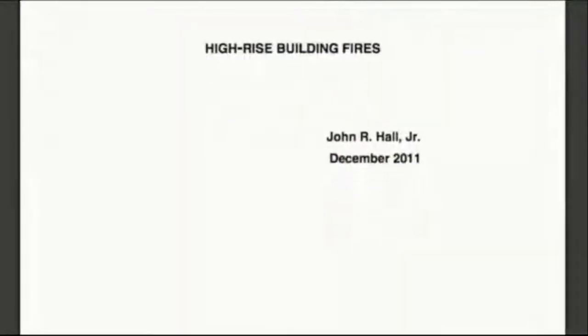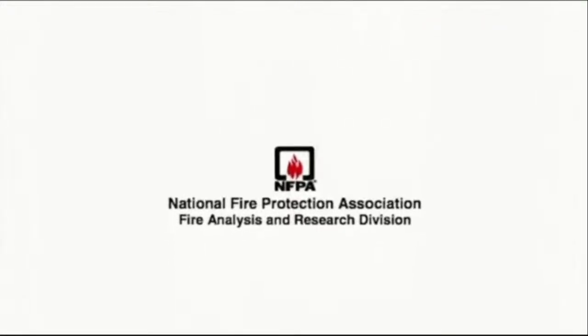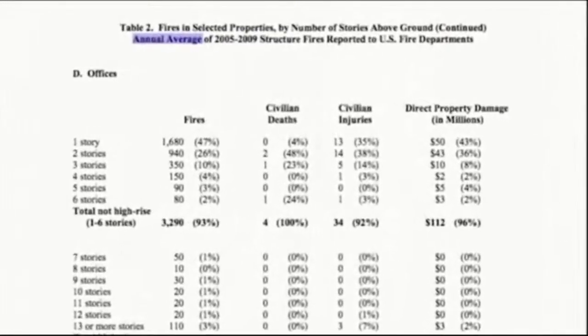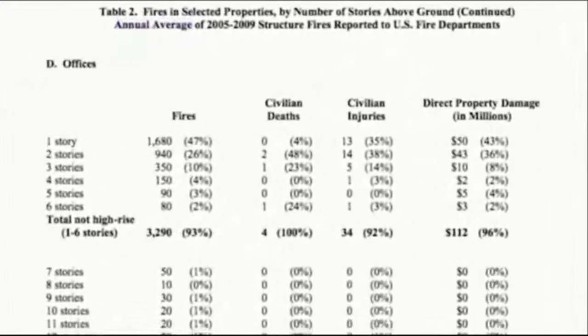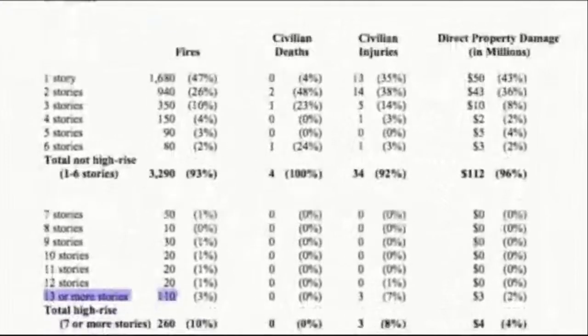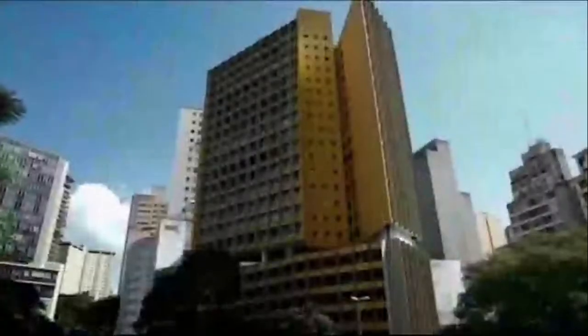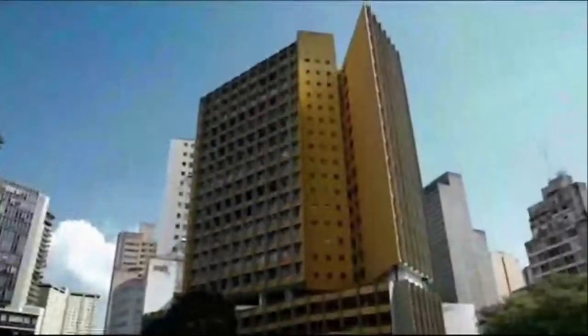According to a 2011 US National Fire Protection Association report, there are on average 110 high-rise fires per year in the US alone. Between 2005 and 2009, there were 550 high-rise fires. Some of the most notable in history include the Joelma building, Sao Paulo, Brazil, 1974. Sparked by an electrical fire, this residential building burned for several hours. The underlying structure was not weakened. In fact, it's still in use today.